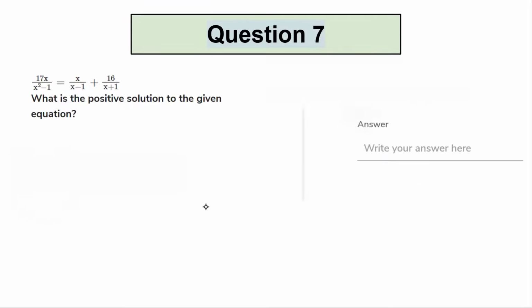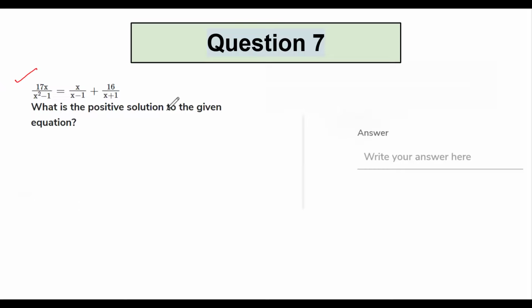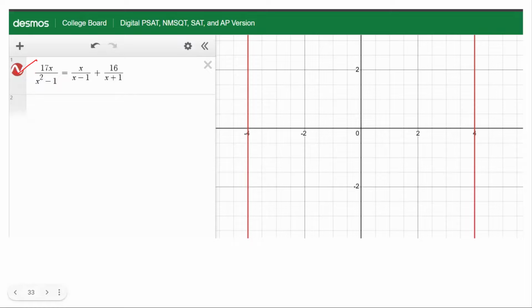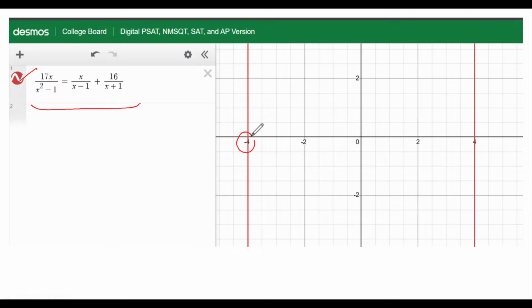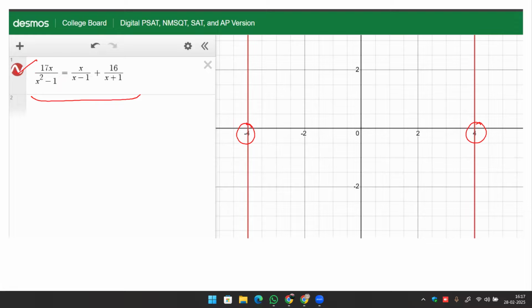Okay, moving on to question 7. Question 7 is, what is the positive solution to the given equation? Sorry. So it's a rational equation and it would take you good time to solve it algebraically. But if you do it over the Desmos, you just need to write your equation in the Desmos here, and you will see two vertical lines. One is going from -4 and another is going from 4. And you need to give the positive answer.